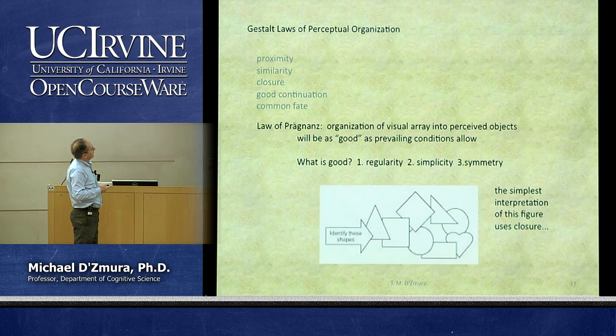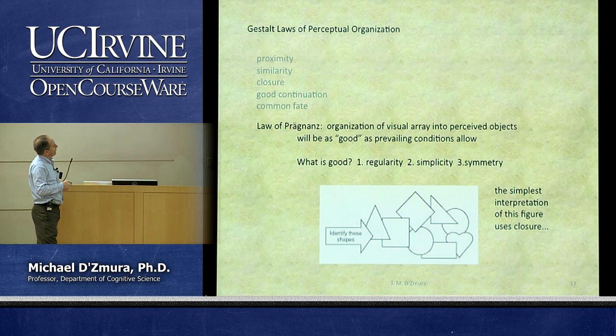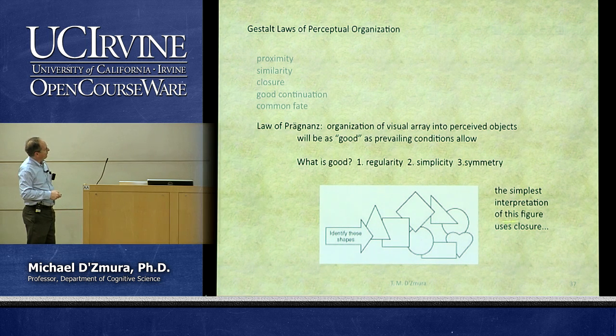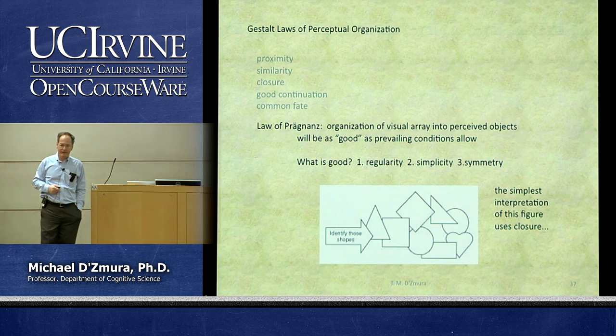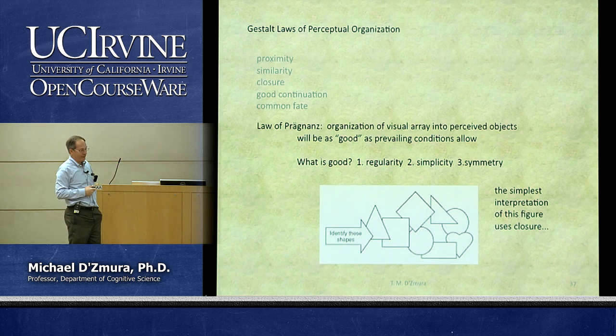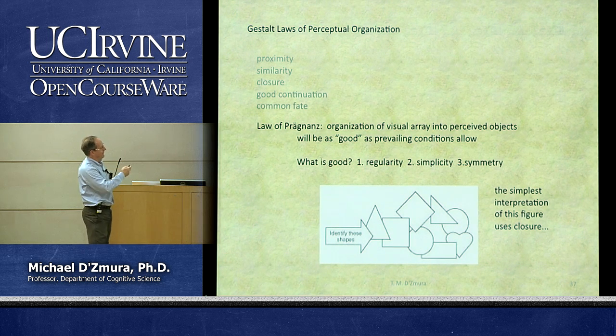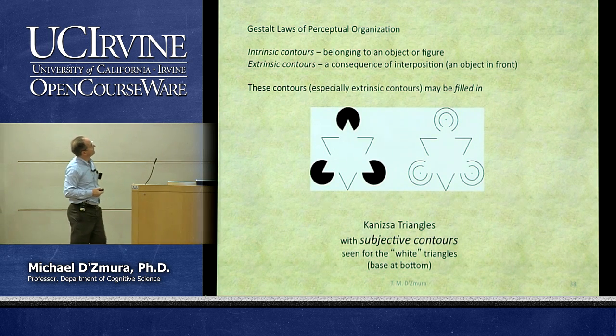Then we begin to get things that I don't understand as well, but I will mention them. The law of pragnanz. Organization of the visual array into perceived objects will be as good as prevailing conditions allow. What is meant by good is regularity, simplicity, and symmetry. The simplest interpretation of this figure uses closure, and I just don't understand what this is, to tell you the truth. So the law of pragnanz is apparently a law of perceptual organization. I never understood it, and so I'm not even going to try to explain it. Perhaps one of you can come to office hours and explain it to me. In any event, I do mention it though.